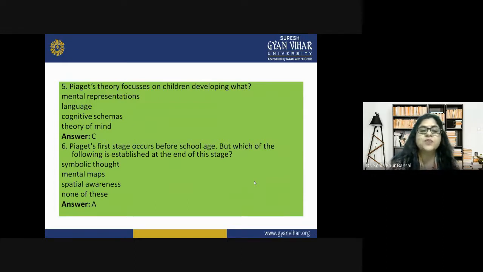Now, next: Piaget's first stage occurs before school age, but which of the following is established at the end of this stage? A. Symbolic thought, B. mental maps, C. spatial awareness, D. none of these. So the correct answer is symbolic thought.